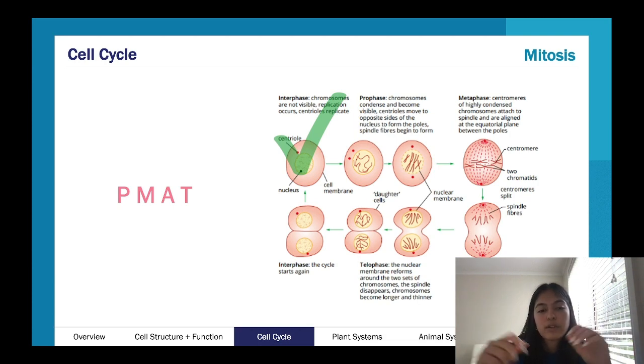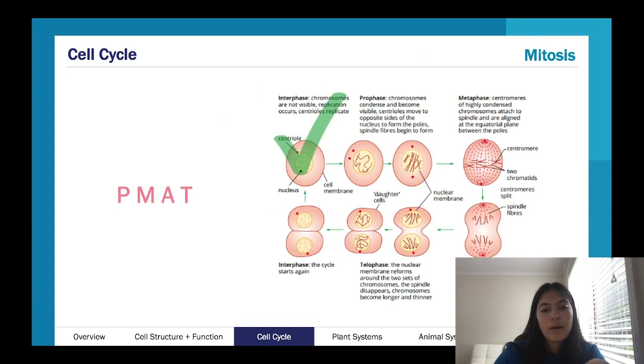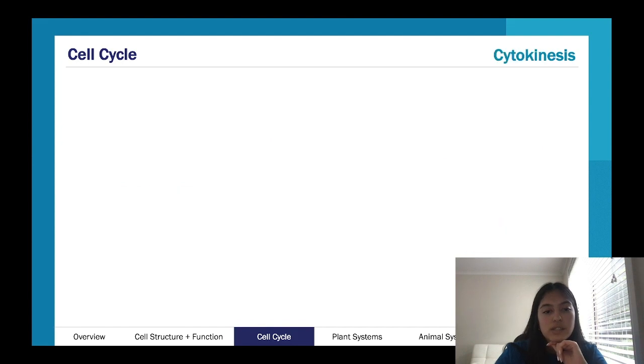Remember, there is an important step of cytokinesis, and that's the actual separation. Cytokinesis is not a part of mitosis. As you can see here, telophase and cytokinesis. So cytokinesis is the actual separation. But yeah, so we think of PMAT as those four major steps of mitosis.